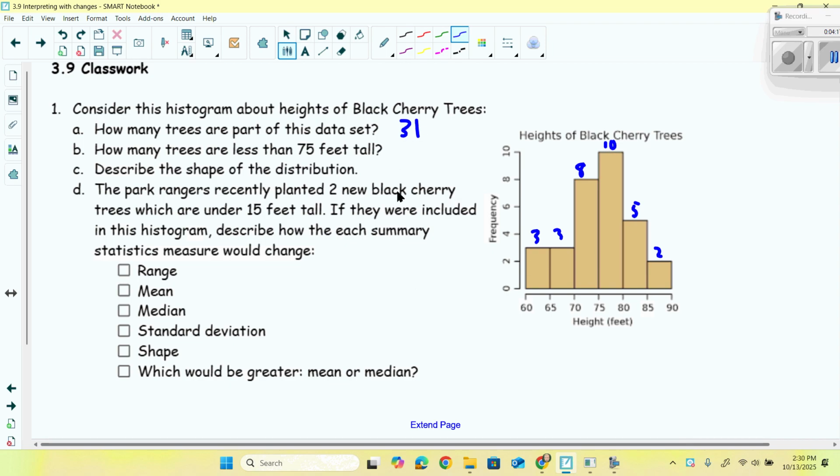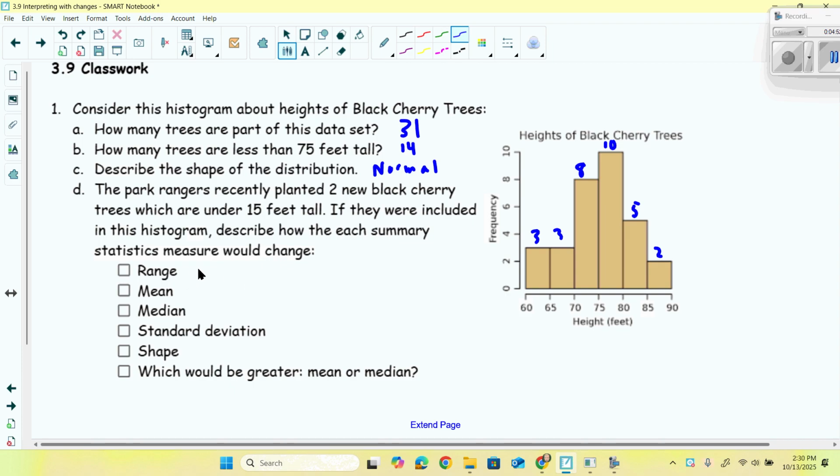How many trees are less than 75 feet tall? That's going to be the sum of these numbers here, and that's 14, it looks like. Describe the shape of this distribution. This is relatively normal or symmetric. Certainly don't have any extreme outliers. There's no spaces in between these. The park rangers recently planted 2 new black cherries, and they're under 15 feet, so they're going to be way down here if we could see them. If they were included, describe how each summary statistic measure would change.